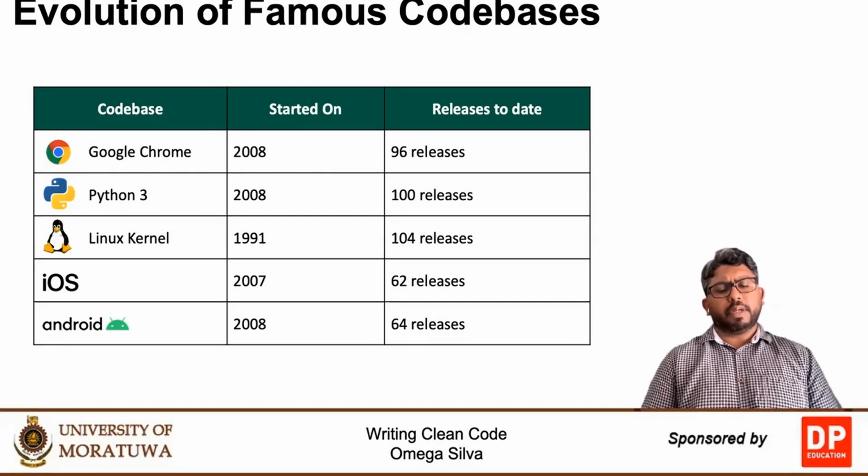Python 3, again, started in 2008, with 100 releases to date. The Linux kernel has 104 releases, and the pattern continues. Now, this proves that code bases grow over time, as in the lines of code in a code base increase over time. It also proves that as long as the software is being used by its user base, the code base continues to change over time.